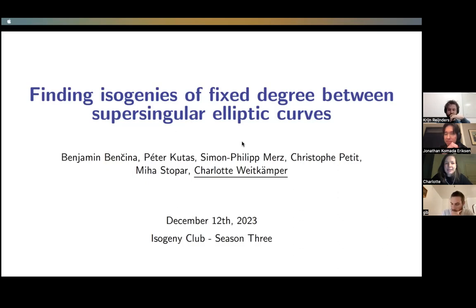And today I'll be presenting some joint work that I did with Benjamin, Peter, Simon, Christoph, and Miha. And it is about computing isogenies of fixed degree between two supersingular elliptic curves.